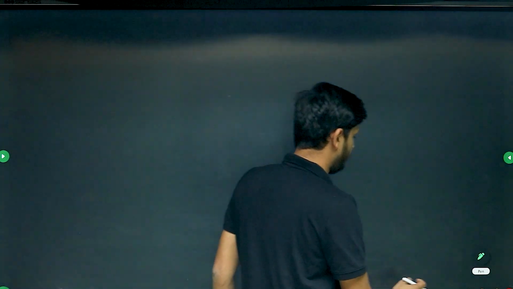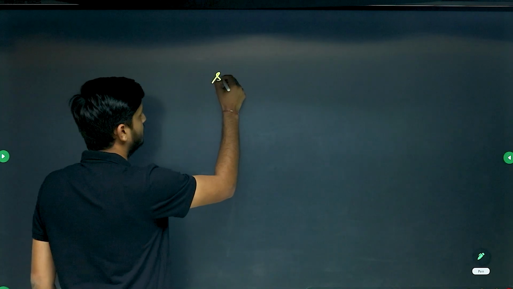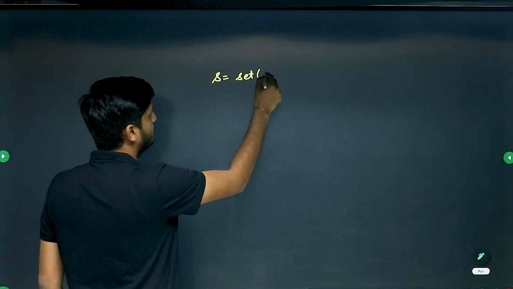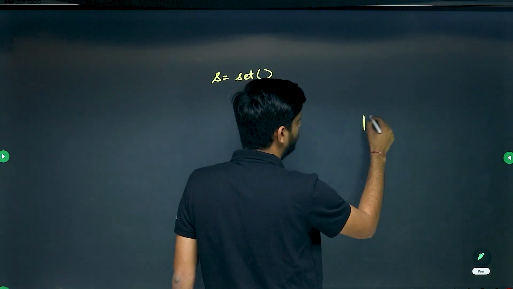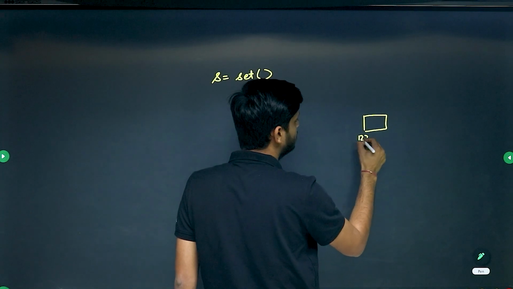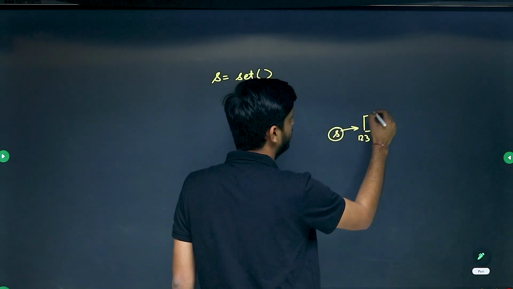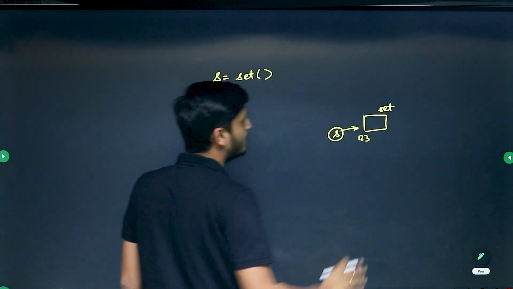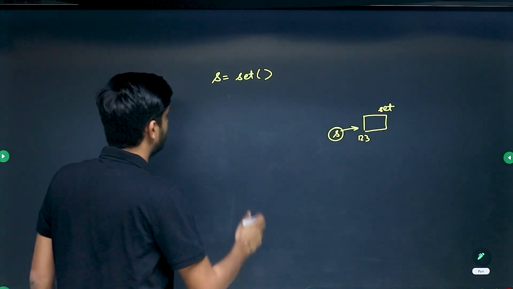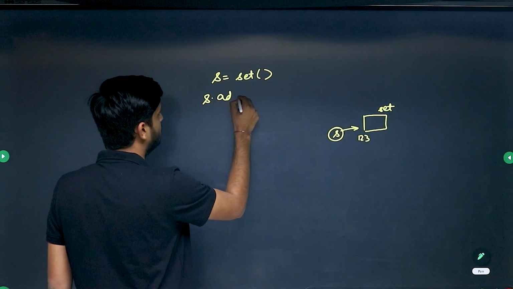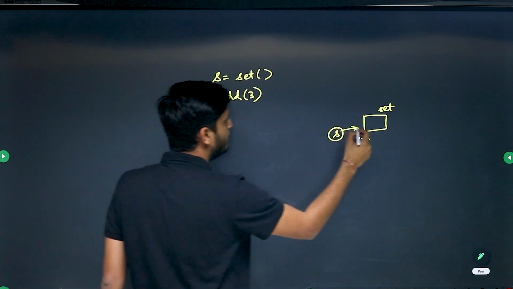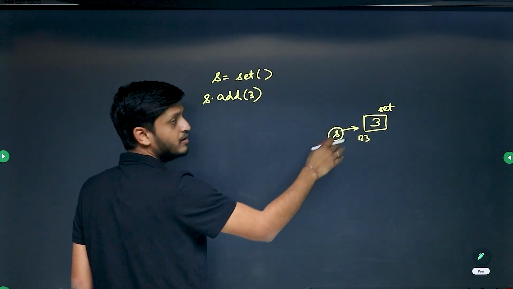So if you have an empty set, let's say s equal to an empty set. At a memory location, let's say memory location 123, an empty set will be created. s will be pointing here. It is a set. Right now it is not containing any elements. It is empty. Now when you do s.add(3), 3 will be added in this set in place.